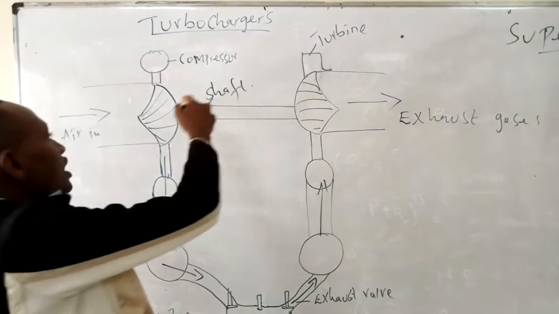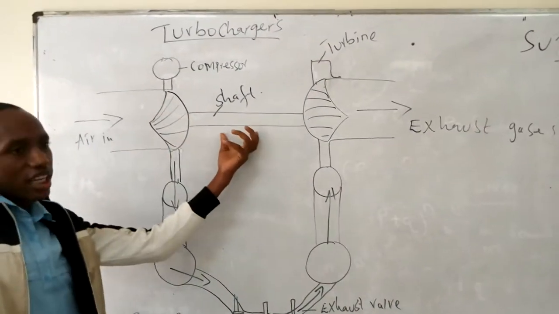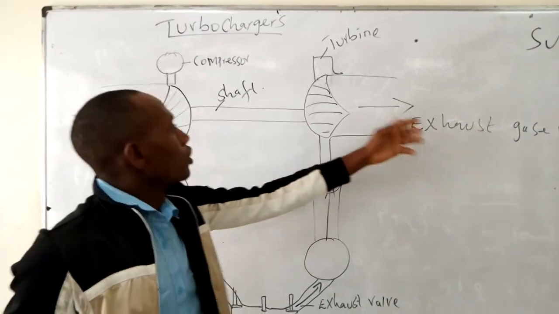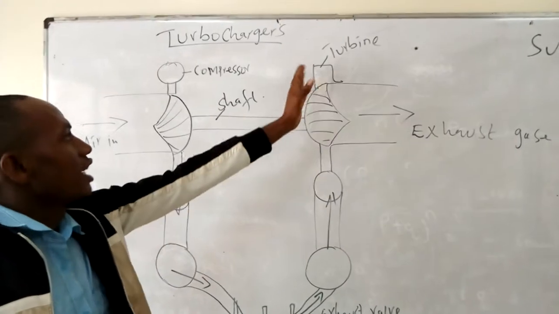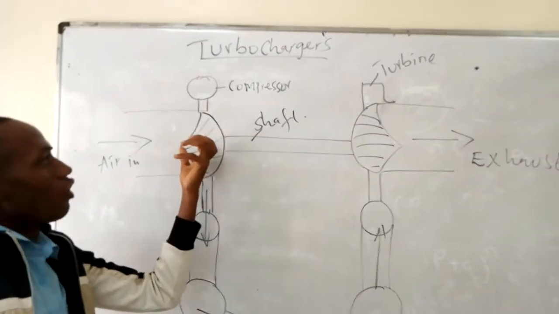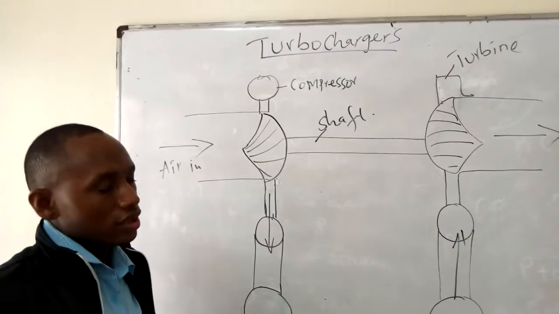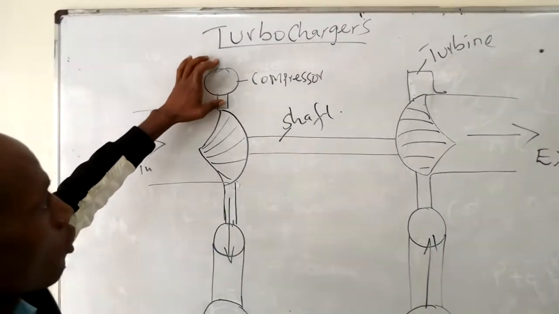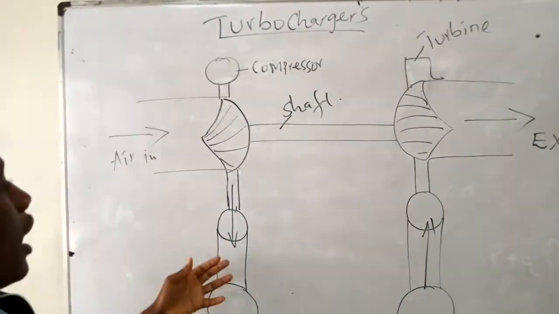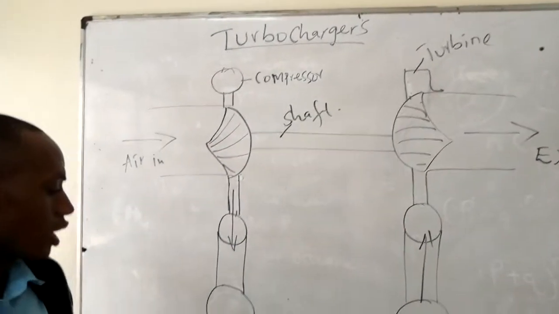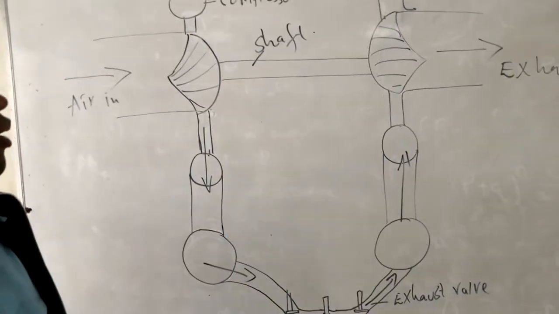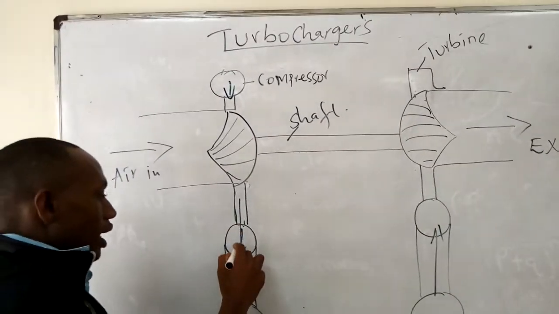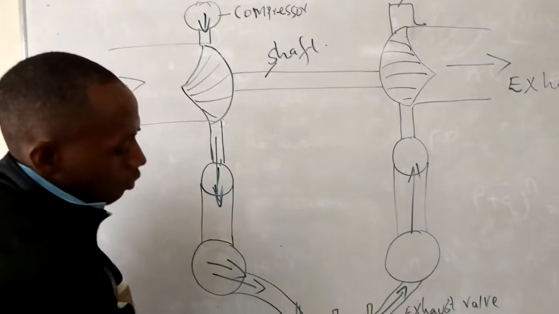This turbine is connected to the compressor on the other end through a shaft. So once the turbine is turned by these exhaust gases as they move out, that drives the compressor because it's connected by a shaft. Once the compressor is running, it is able to compress air from outside and force it into the combustion chamber.